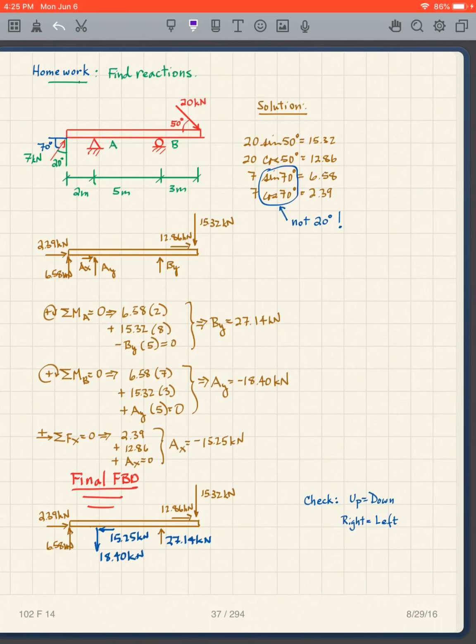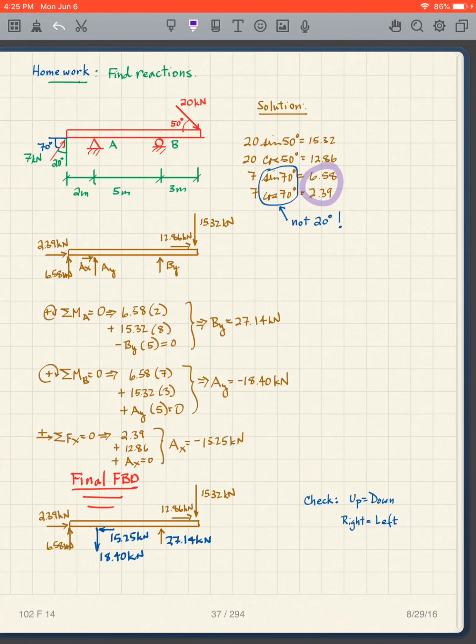For the other load, what do I see? Well, it's 20 degrees with respect to the y-axis. It means it's 70 degrees with respect to the x-axis, so I'm going to use the 70 degrees. I have to use the angle with respect to the x-axis to use my method. So what do I have? I have 7 sine 70, 7 cosine 70. You can do those right away, easily. And notice it's not 20.